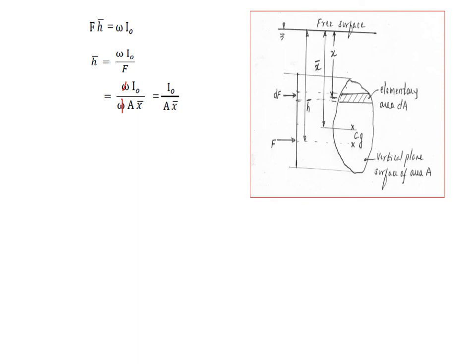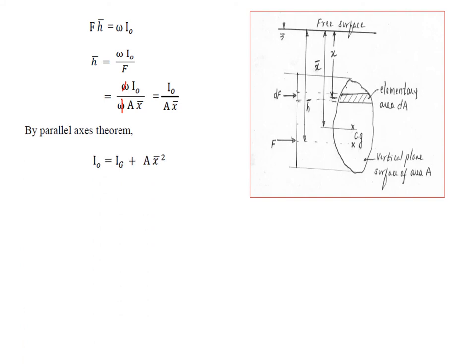But the parallel axis theorem states that the moment of inertia about any axis should be equal to the moment of inertia about the CG plus area into the distance between the CG and the free surface squared. So that means here the distance between the CG and the free surface is X bar. So I naught should be equal to IG, that is the moment of inertia about the CG, plus area into X bar square. So therefore, by the parallel axis theorem, I naught equals Ig plus A X bar square.